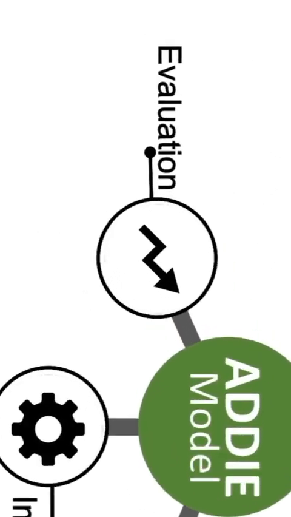The last phase in the ADDIE model is the evaluation phase. This phase measures the effectiveness and efficiency of the instruction. Evaluation should actually occur throughout the entire instructional design process, between phases, and also during and after the implementation. Evaluation may also be formative or summative.